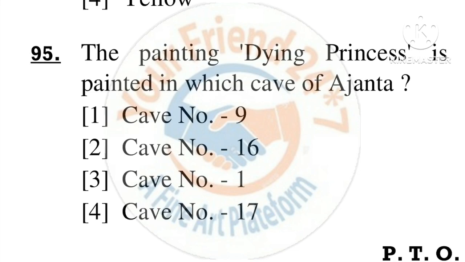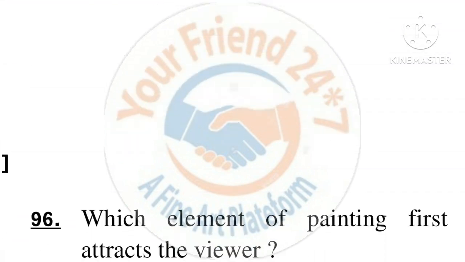Next question, a very important question. The painting Dying Princess is painted in which cave of Ajanta? Answer, cave number 16, option number 2.